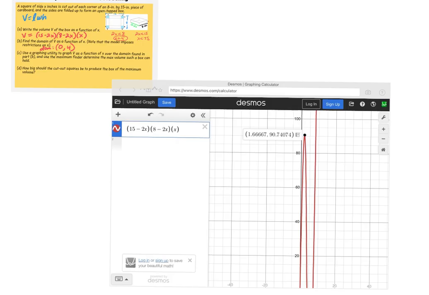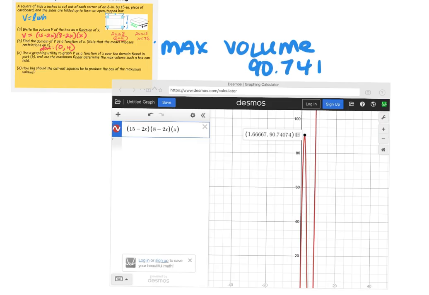And then 90.74074. So what's the x represent? The length of the x, the length of the little side I'm cutting out, right? And what's the y represent? The volume. So when it says use the maximum to determine the max volume such a box can hold, so my max volume is? Good, 90.741, and it's in inches cubed because volume's measurement is cubed, okay?